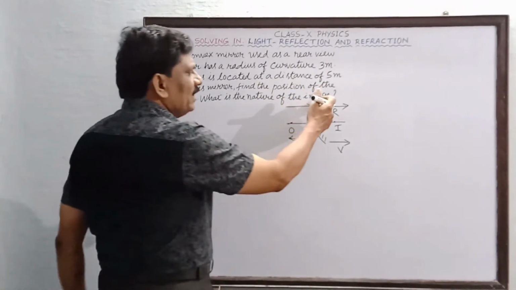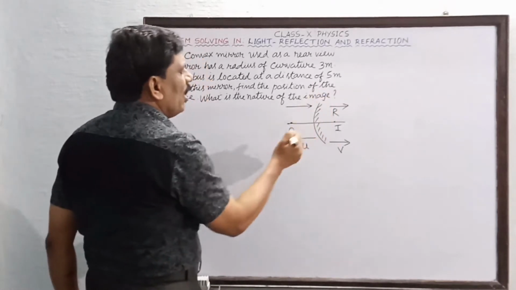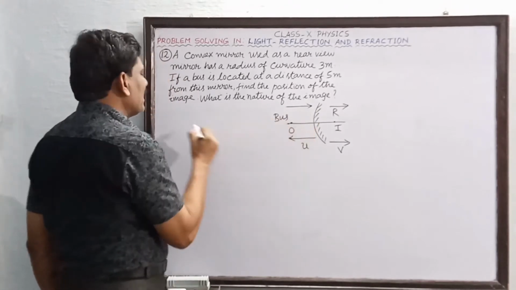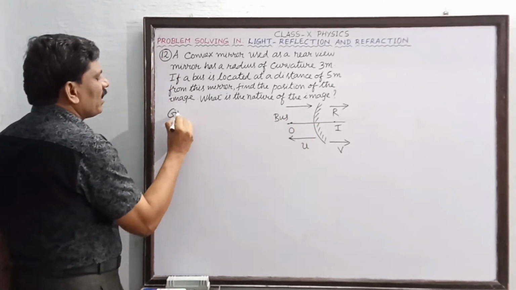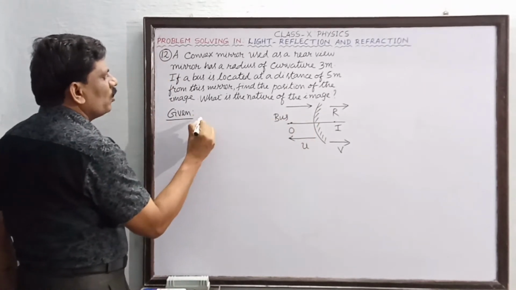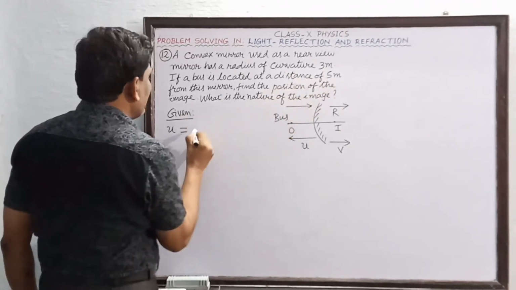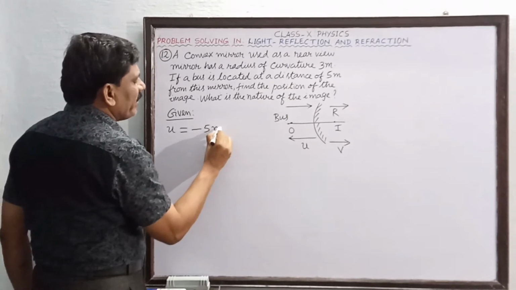So this is the convex mirror. The object, the bus, is in front of the mirror. Therefore, we will write the object distance u is equal to minus 5 meter. So this is a minus 5 meter.